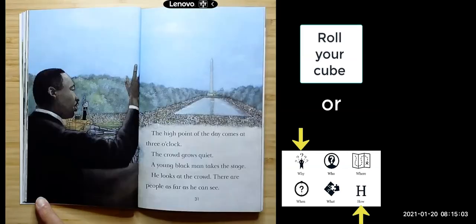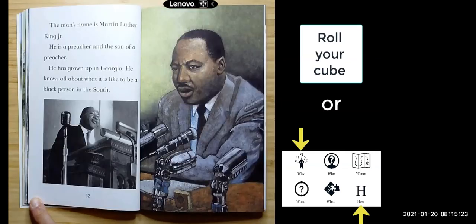The high point of the day comes at 3 o'clock. The crowd grows quiet. A young man takes the stage. He looks at the crowd. There are people as far as he can see. The man's name is Martin Luther King Jr. He is a preacher and the son of a preacher. He has grown up in Georgia. He knows all about what it is like to be a Black person in the South.